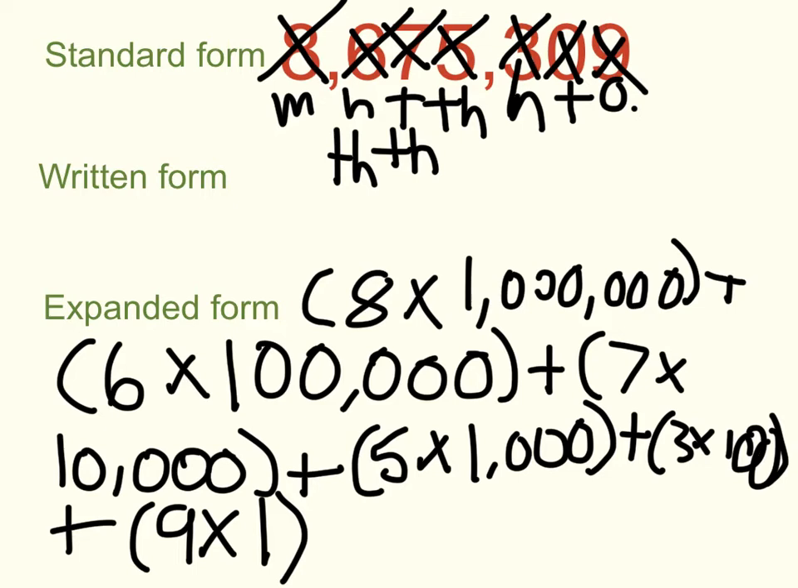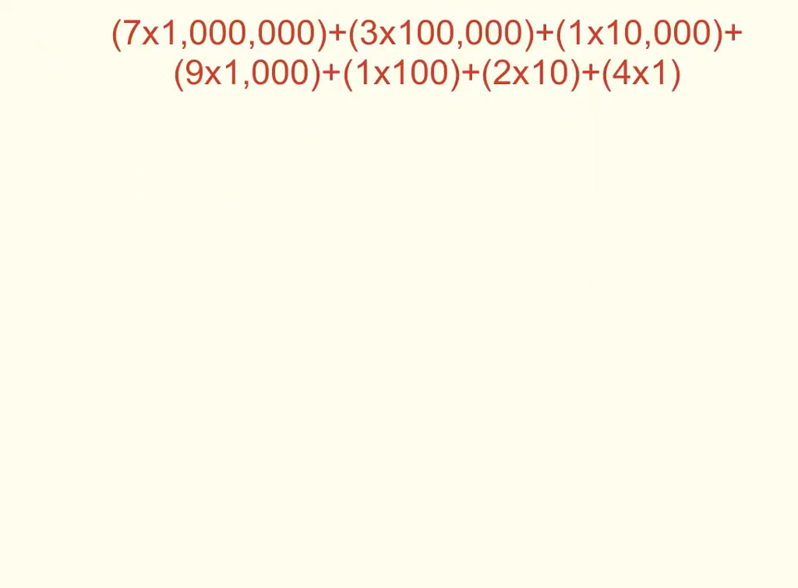So it's really easy. You need to label each place value, then you just write the digit times whichever place value it's in. The flip side of this is when they give you the expanded form and you need to put it in written form or standard form.